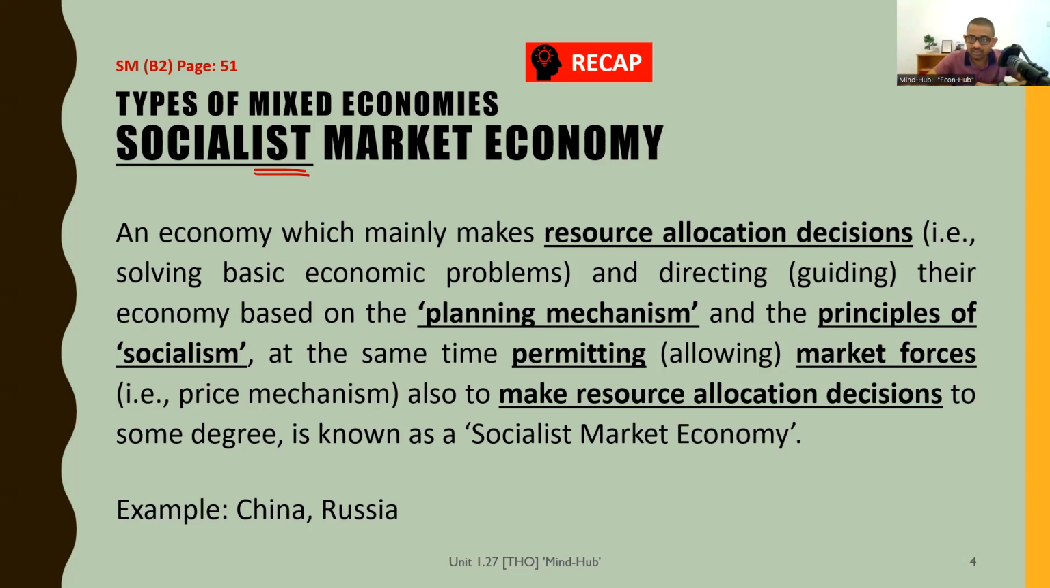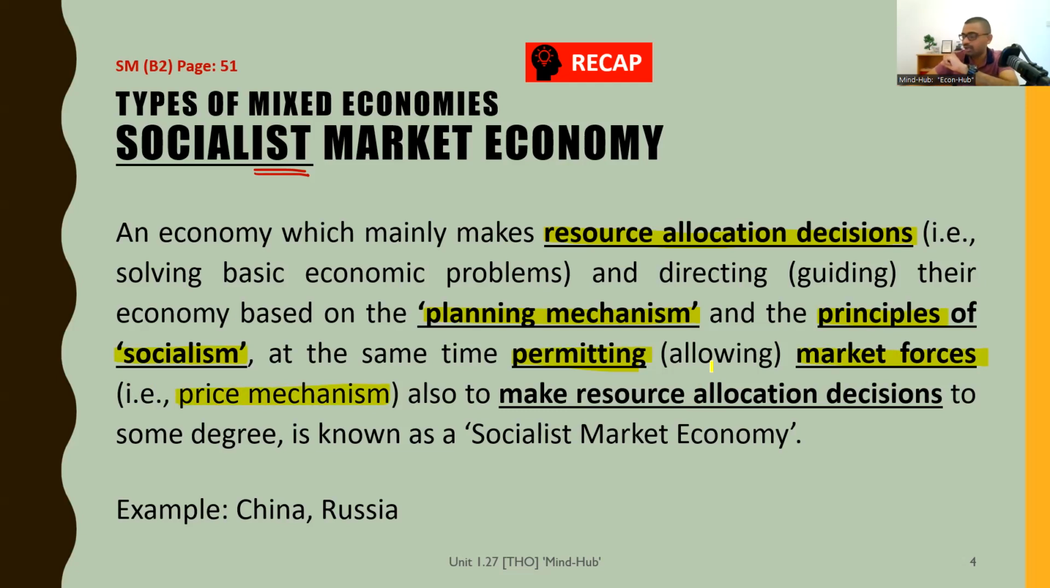It's a command economy, but they are permitting a bit of what? Market forces, price mechanism. So price mechanism is given a bit of an opportunity, right? Mainly what do they use for resource allocation purposes? Resource allocation decisions are mainly based on the planning mechanism. They believe in the principles of socialism. But they are allowing, not all their markets, but some of their markets, to function with market forces, meaning what mechanism? Price mechanism.